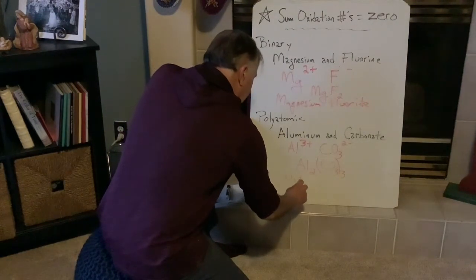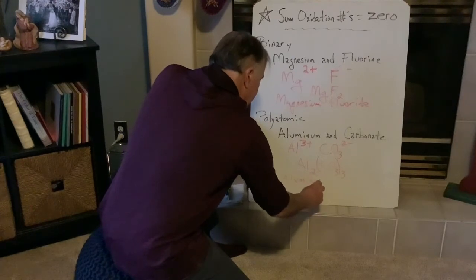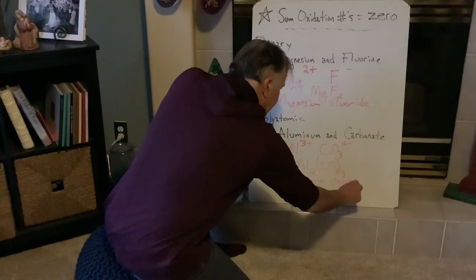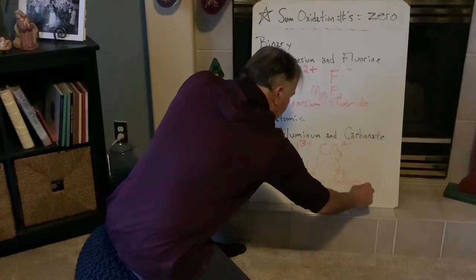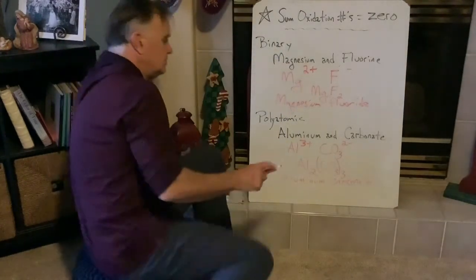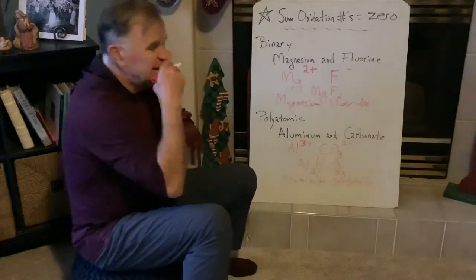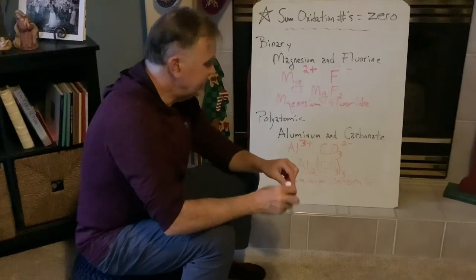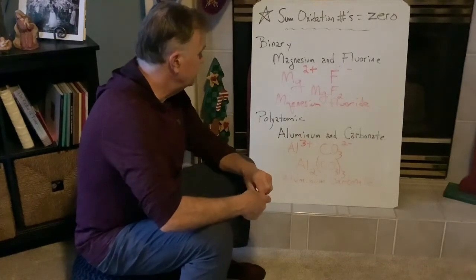This is even easier to name. You just use the full name of the positive, so it'd be aluminum, and then the full name of the negative too, so it's just aluminum carbonate. So if you see a name like aluminum carbonate or calcium sulfate, if it doesn't end in IDE, it's going to be a polyatomic ion, so you can identify it that way.